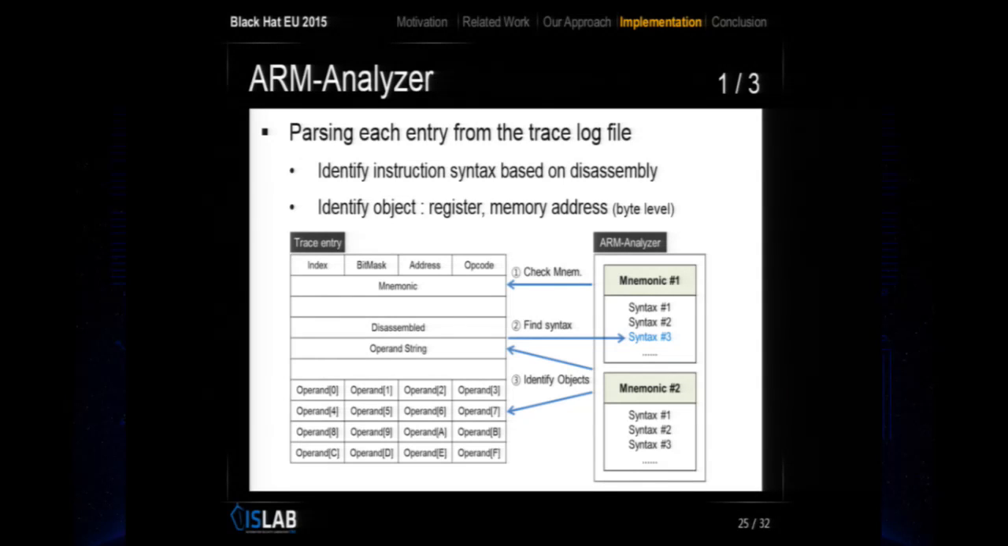It identifies instruction syntax based on the disassembly. For disassembling, we make use of Capstone, which is a lightweight disassembly framework. And ARM analyzer identifies objects in operands like register and memory address.